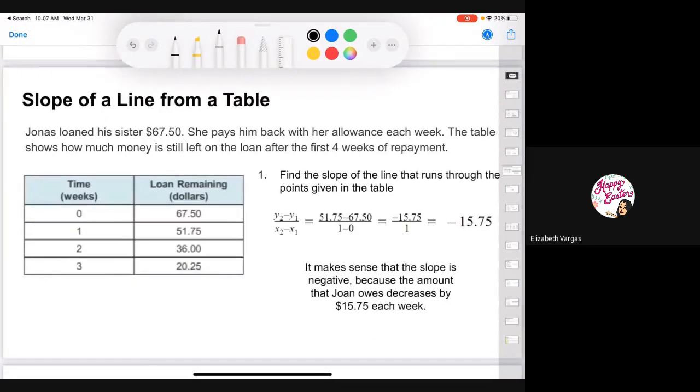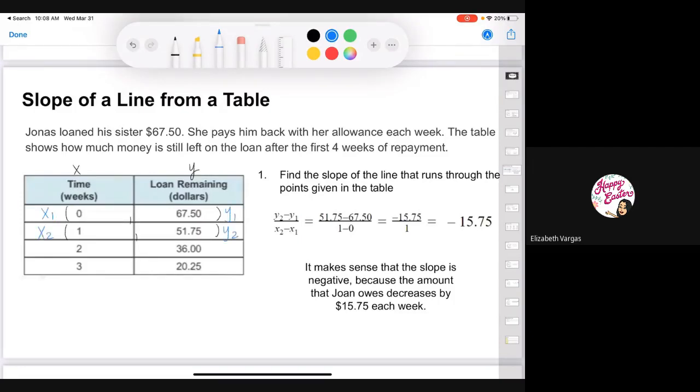Okay. We can also take the slope of a table like you see here. This one says Jonas loans his sister $67.50. She pays him back with her allowance each week. The table shows how much is still left on the loan after the first 4 weeks of repayment. So here we're able to find the slope. You just want to do the same thing. You want to identify 2 points on the table. So here are my first 2 points. Here will be my second 2 points, and you want to see how those relate to each other. These are my x's and these are my y's. So this is my x1, this is my y1, this is my x2, this is my y2.